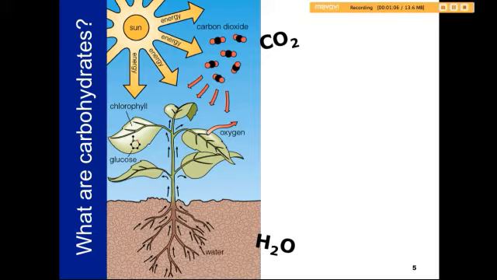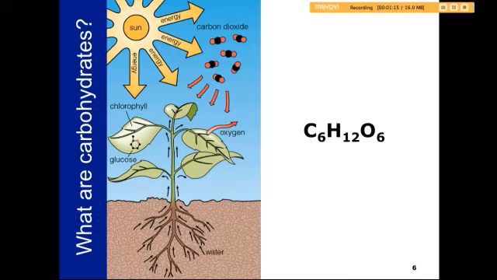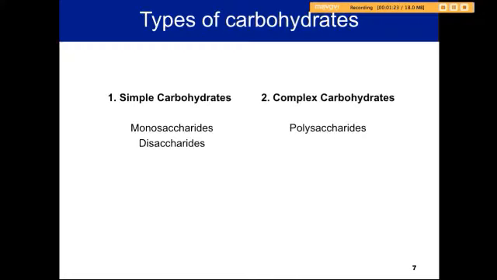Plants continually store glucose and use it to support their own growth. Then, when we eat the plants, our bodies digest, absorb, and store the glucose. Specifically, there will be 6 atoms of carbon, 12 atoms of hydrogen, and 6 atoms of oxygen in one molecule of glucose. There are 2 different types of carbohydrates: the simple carbohydrates and the complex carbohydrates.